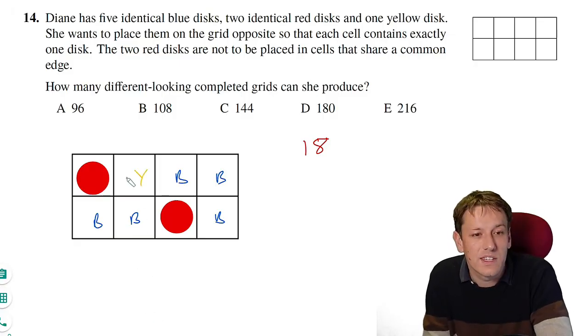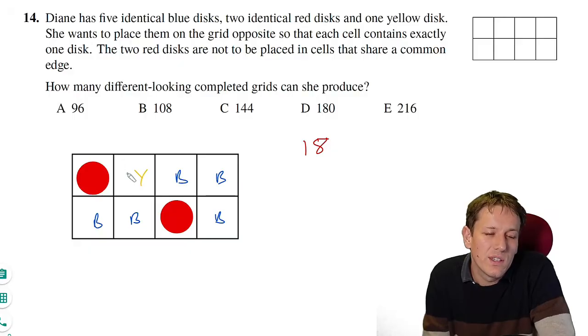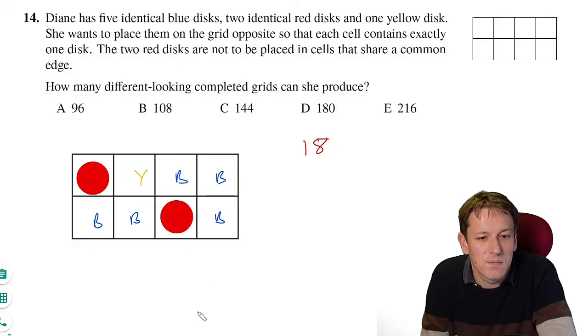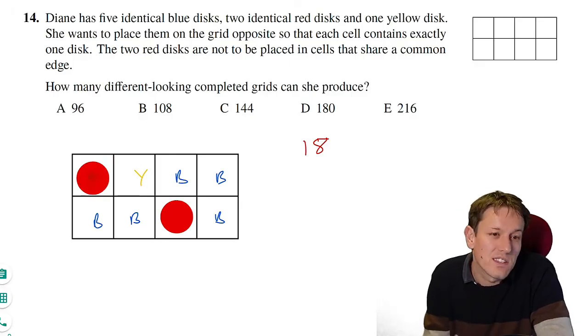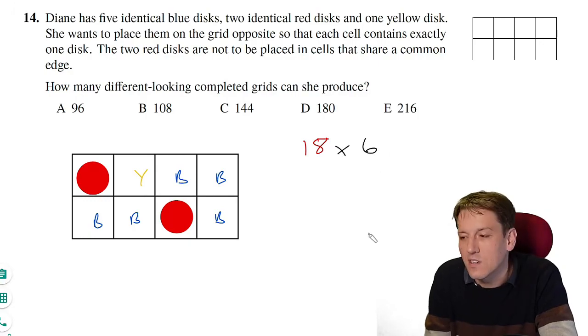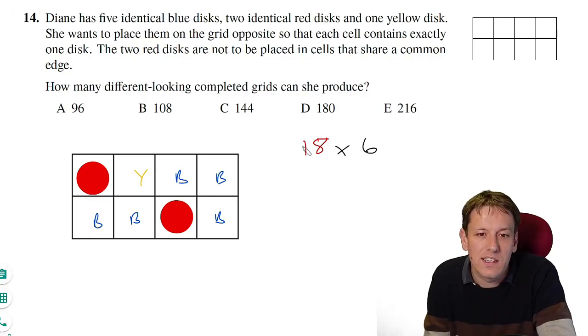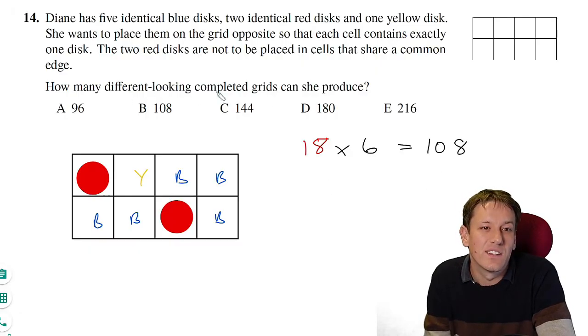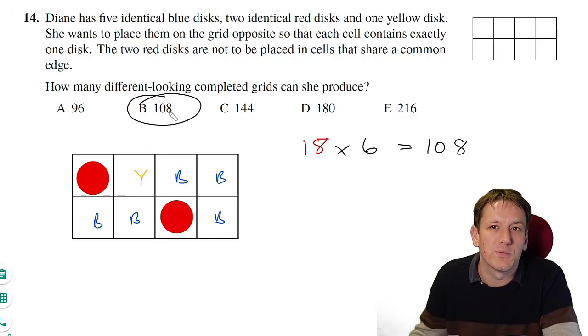Because there's only one yellow disc, how many ways are there to do this? Well, I could just put the yellow one in any of these 6 remaining spaces, and then the blues will just fill up the rest. So for any particular combination, there's 6 ways of putting the yellow in with the blues. So I'd need to do 18 times 6, that's 60 plus 48, which is 108, and in total, then there are 108 different looking completed grids that it's possible to produce.